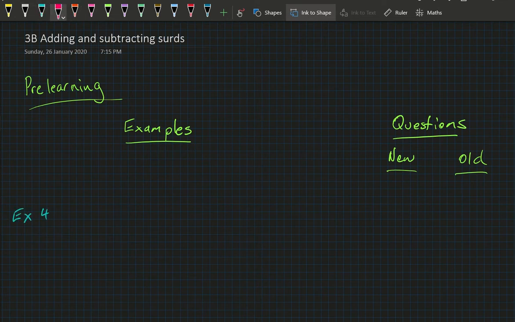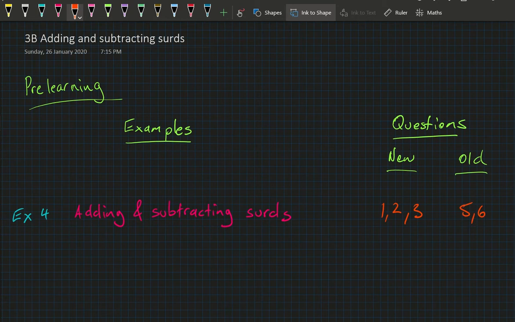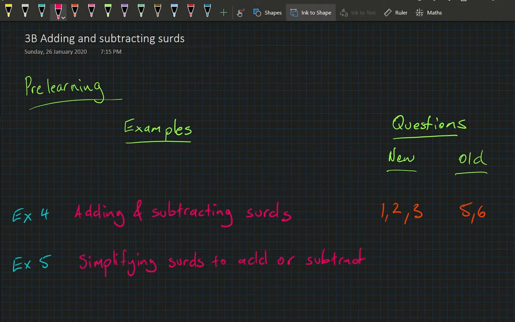Okay, so example 4 is adding and subtracting surds. And the pre-learning in the new book is questions 1, 2 and 3. And in the old book, it's questions 5 and 6. Then we have one more example, and that's example 5, which is simplifying surds to add or subtract. And the pre-learning for that example is questions 4 and 5 in the new book and questions 7 and 8 in the old book. So as you can see, there is a fair bit of pre-learning there.